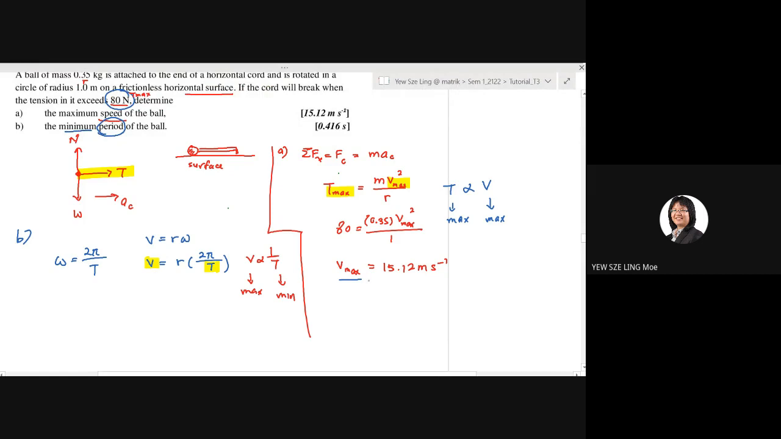So sub the value into the equation. 15.12 equals 1 times 2 pi over T. Rearrange the equation. T is then equal to 0.416 second. Okay, so this is how you calculate the maximum and the minimum value.